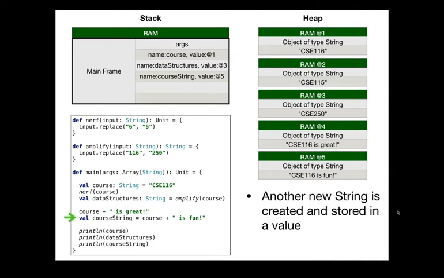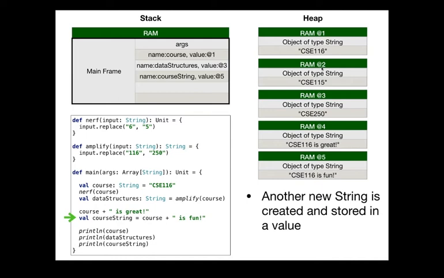Someone, Chris, asks, can we go back to the second RAM after we got the fourth RAM and use our second RAM? Not anymore. So we don't have access to @2. We don't have that stored in a variable anywhere. We don't have that reference in a value or a variable or as a parameter.